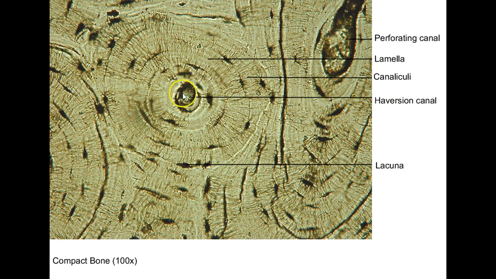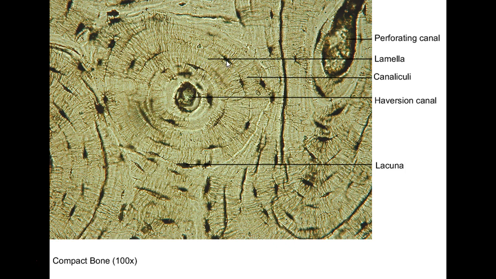This would be a lacuna. Lacuna with an A is singular. If it has an AE, that's plural. It's more than one. There's one more thing you can see on here. See these little cracks that are radiating out like spokes of a wheel? Perpendicular to the lamella. So lamella, remember, are rings. Don't confuse that word with lacuna. They sound a little bit alike.